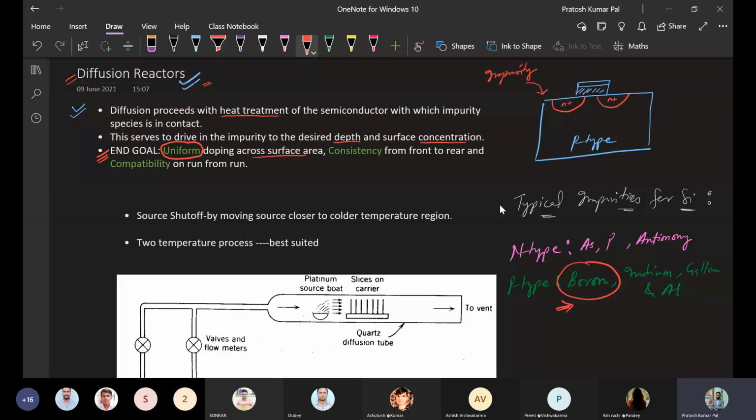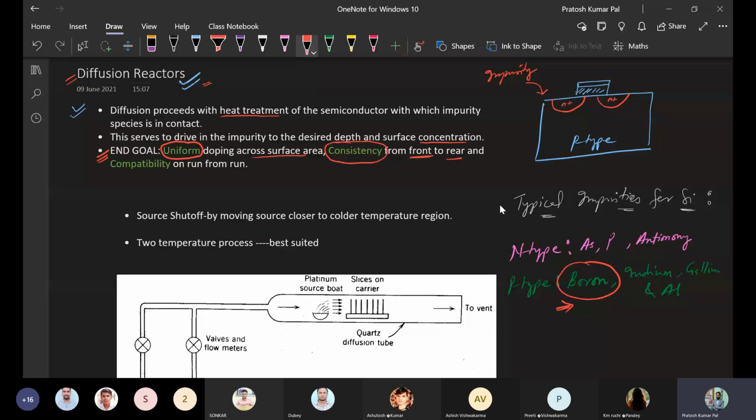Okay. The next one is the consistency. That means whatever deposition is going to take place should have a similar structure, similar type of deposition, similar depth. Either we are depositing from the front side or rear side, the deposition should be similar. So there should be consistency from both the sides.